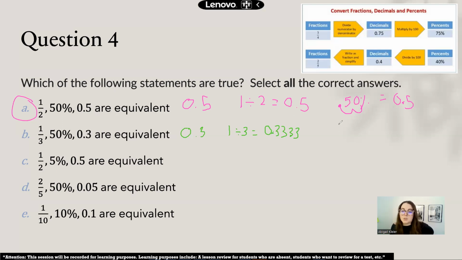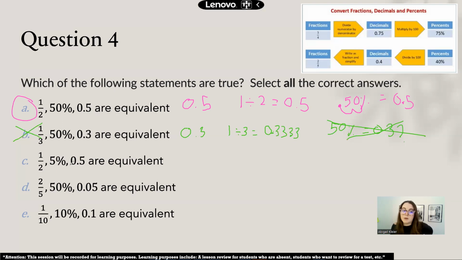Let's also look at the percentage just to double check. Is 50% equal to 0.3? No, we know that it's not. 50% is equal to 0.5. So B is not a correct answer. Let's go ahead and move to question C.